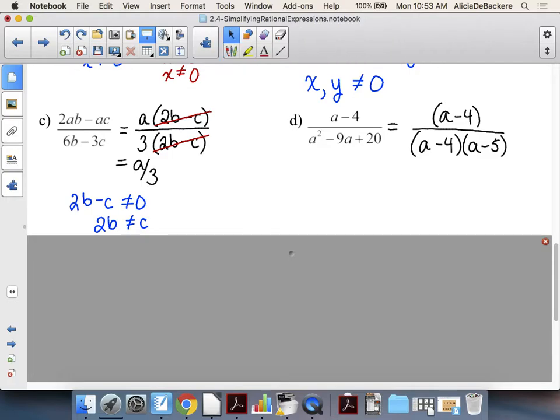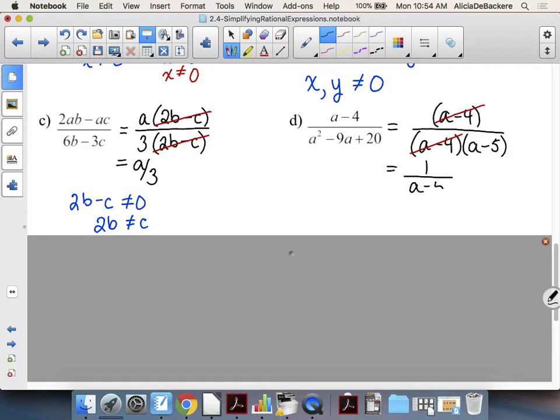Now what I see is I have a common factor or a common bracket on the top and the bottom. I can cancel those out as soon as it's multiplication. That leaves me with a 1 in the numerator and a minus 5 in the denominator. Again, to come up with restrictions, I'm going to look at the factored form of my denominator before I cancel things. That factored form was a minus 4 times a minus 5. That tells me that neither one of those brackets can equal 0. So a cannot equal 4 or 5. That would make the whole denominator equal 0.